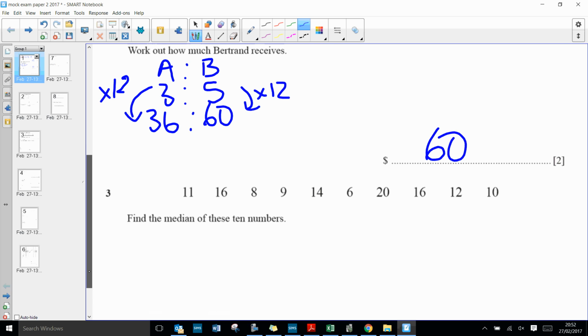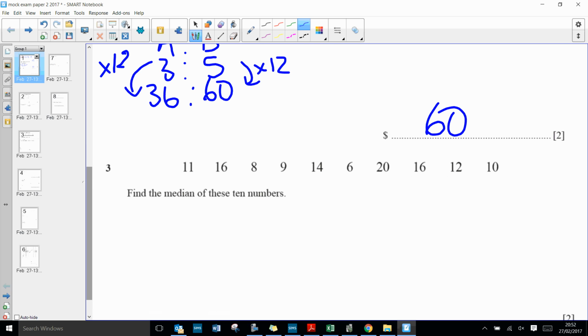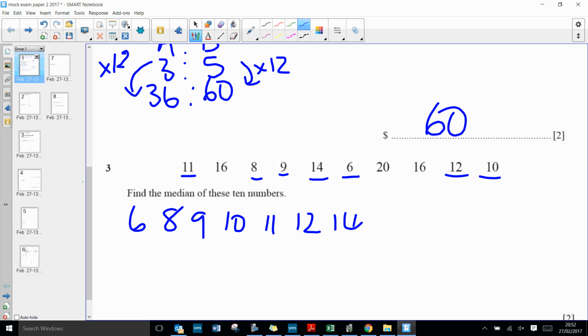Find the median of these numbers, so we need to put them in size order first. 6, 8, 9, 10, 11, 12, 14, 16, 16, and 20. Just count them to make sure you have them all.